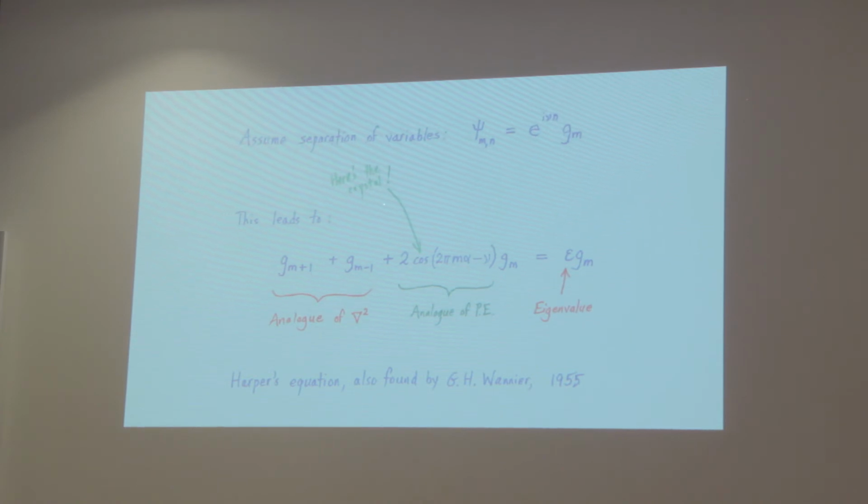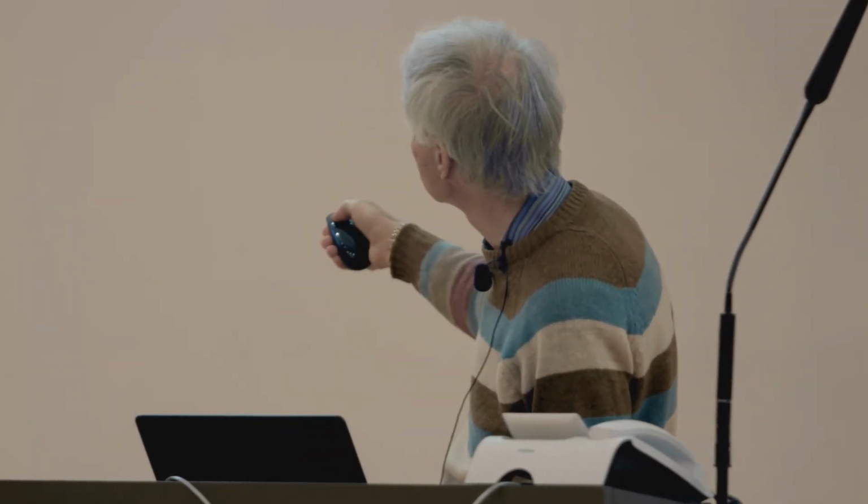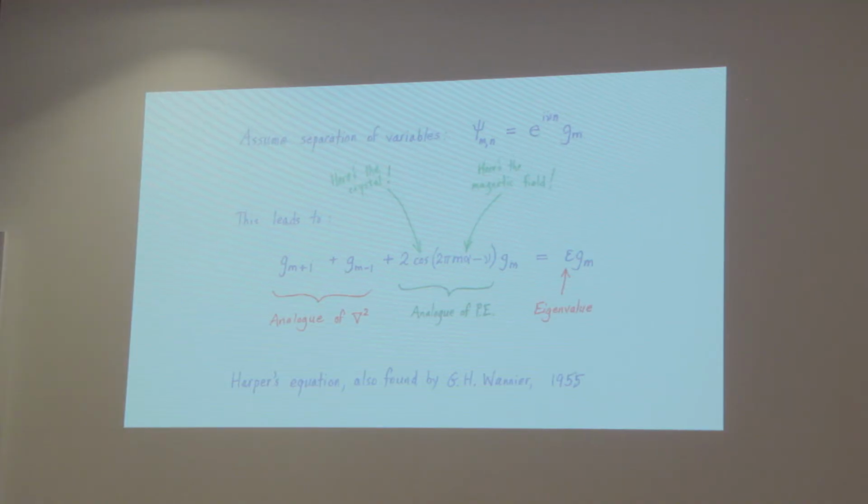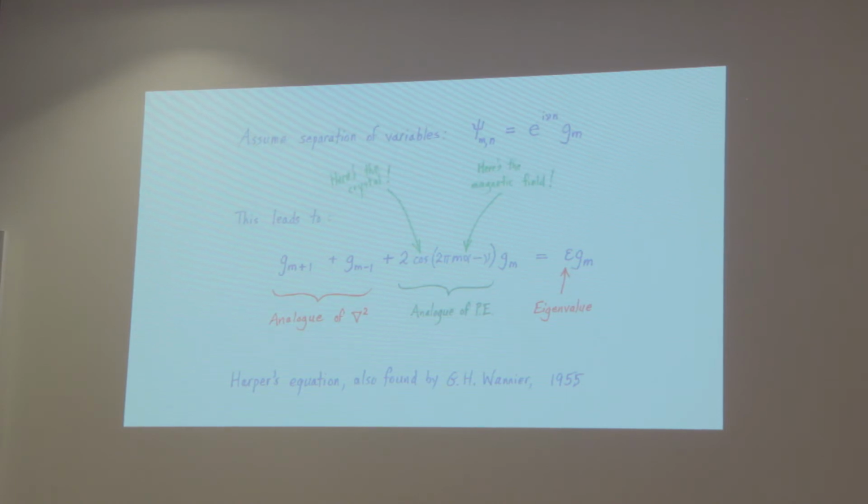Okay. So the crystal here is in the cosine, which is this periodic function. There is the crystal, and there's the magnetic field. So we actually can see the Schrodinger equation coming out of this situation, and this is the analog of the second derivative that is in the normal Schrodinger equation. There's the eigenvalue. So we can sort of see this equation as coming naturally out of the situation. And this is called Harper's equation.